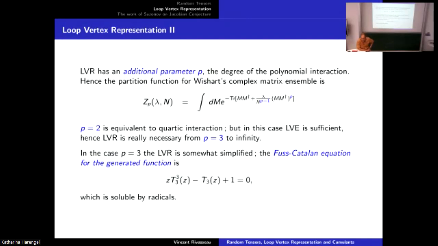LVR has an additional parameter p, the degree of the polynomial interaction. Hence, the partition function for the Wishart complex matrix ensemble is Z_p of lambda and N equals the integral with respect to dM of exponential minus trace of M M dagger plus trace of the interaction. In this formula, you can discover the parameter p.